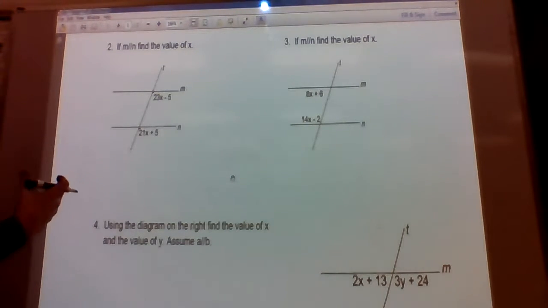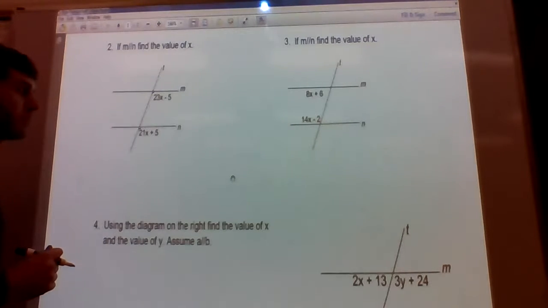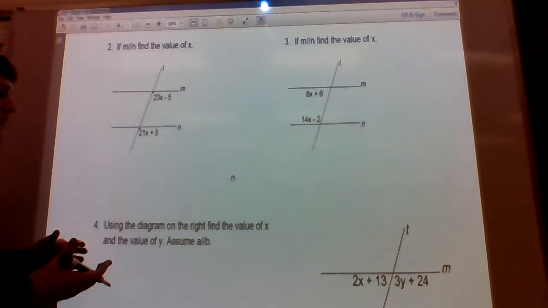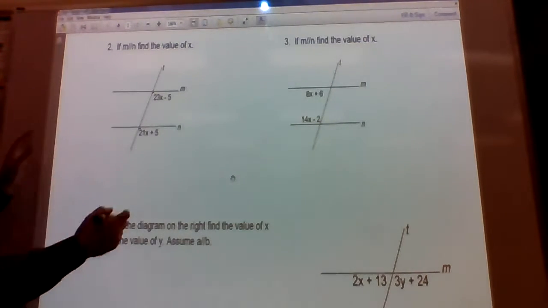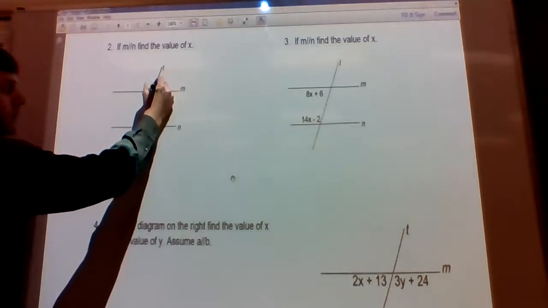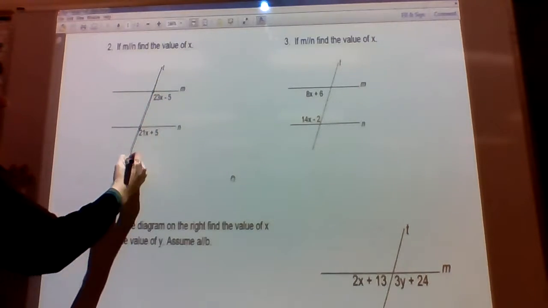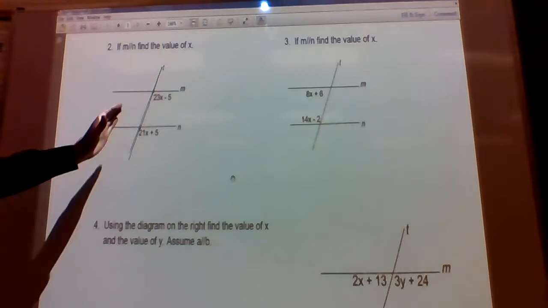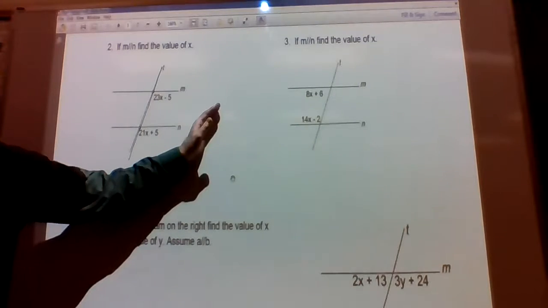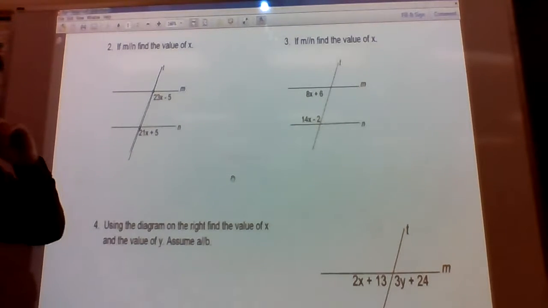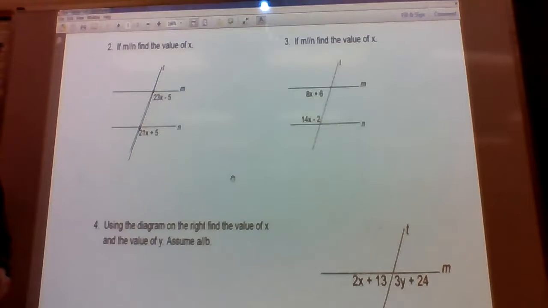So next, it's going to be one of our 5 other ones. Are they on the same side of the transversal or different sides? So here's our transversal. Well, both angles are on this side. So they're on the same side of the transversal.